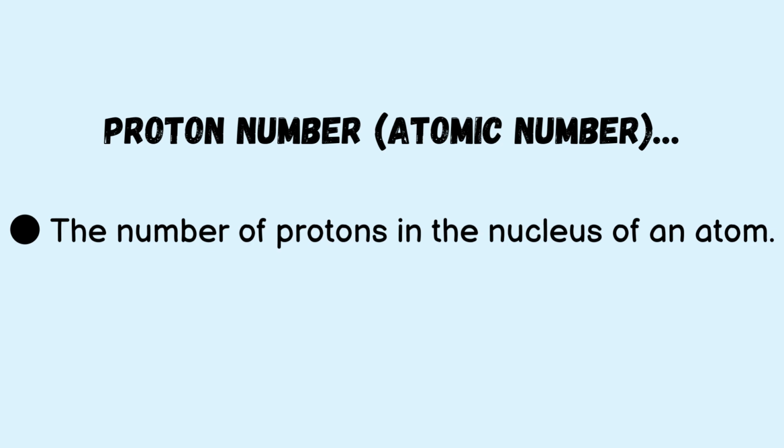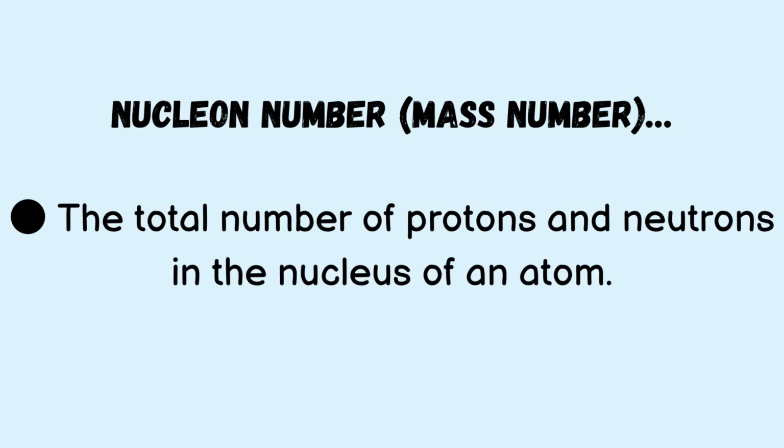The proton number is otherwise called atomic number, which is the number of protons in the nucleus of an atom. The mass number, otherwise called nucleon number, is the total number of protons and neutrons in the nucleus of an atom.